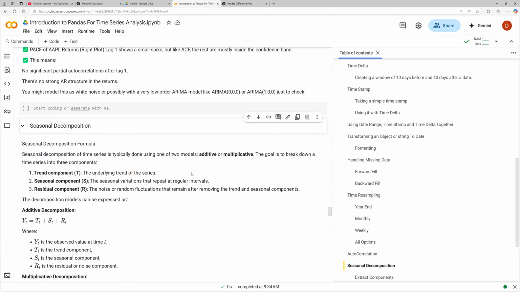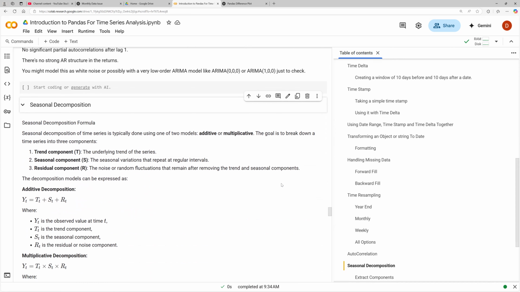So now we're going to be talking about seasonal decomposition, and I just talked about something called additive and multiplicative. Okay, so the goal is to break down a time series into three components: a trend component, the underlying trend of the series; a seasonal component, the seasonal variations that repeat at regular intervals; and then the residual component, the noise or random fluctuations that remain after removing the trend and seasonal.